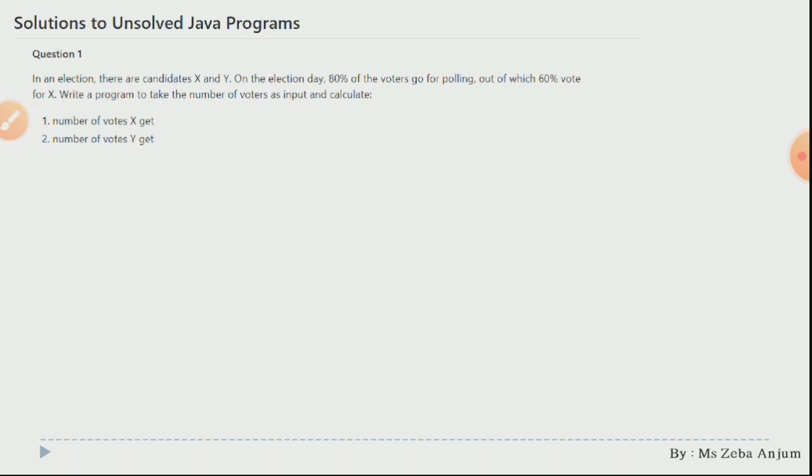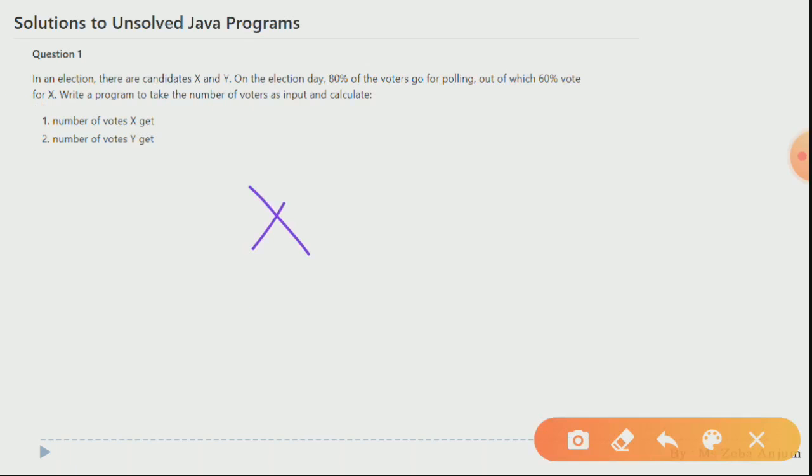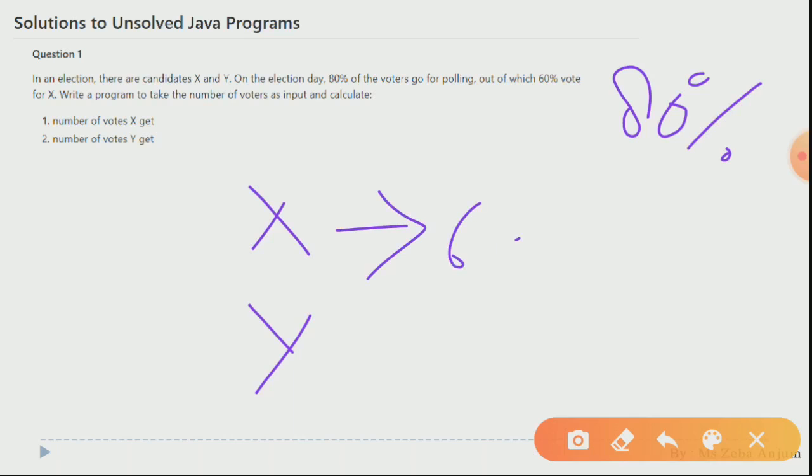See question number 1. In an election there are candidates X and Y. Okay, some are X candidates, some are Y candidates. On the election day 80% of the voters go for polling. Okay, total how many voters went? 80% of your voters have gone. Now out of which 60% vote for X.